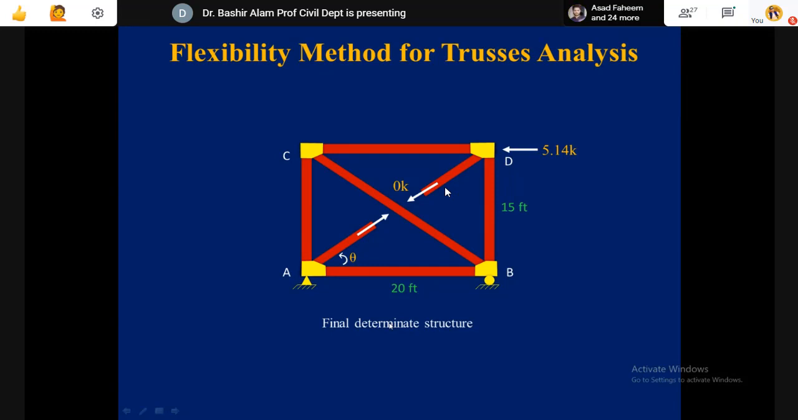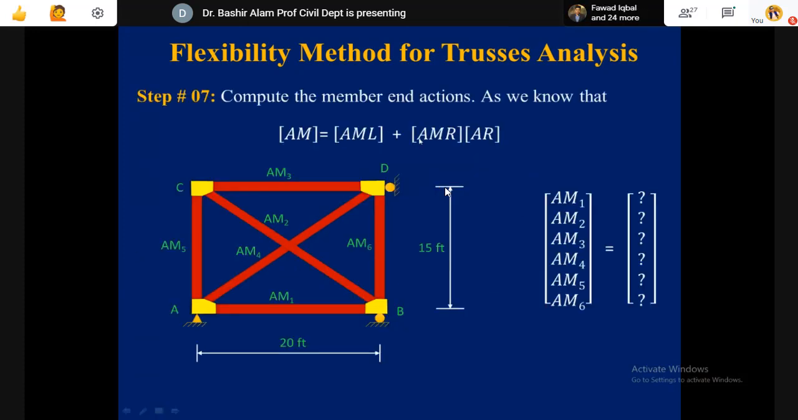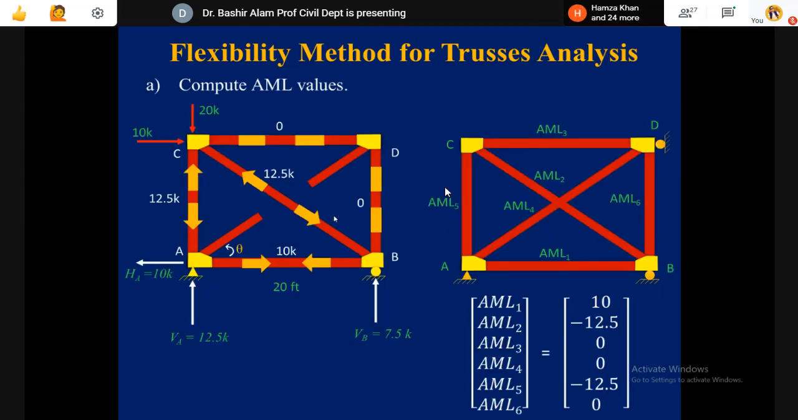Now we put those numbers on the sketch to calculate all the member forces. The member force AM will again be equal to AML plus AMR times AR. In this equation, all the member forces for AML and AMR are calculated. AML was obtained when it was analyzed under the actual loads for each member. You see for all the six members, those AMLs are given.